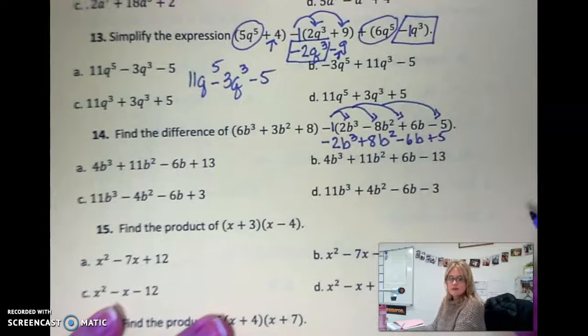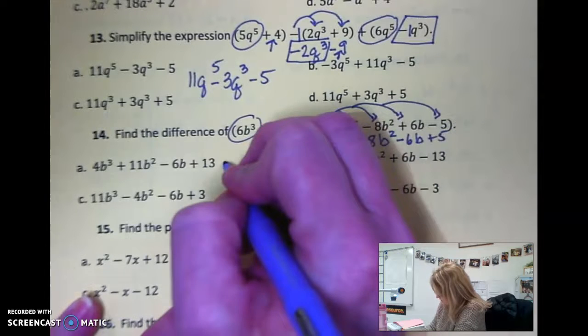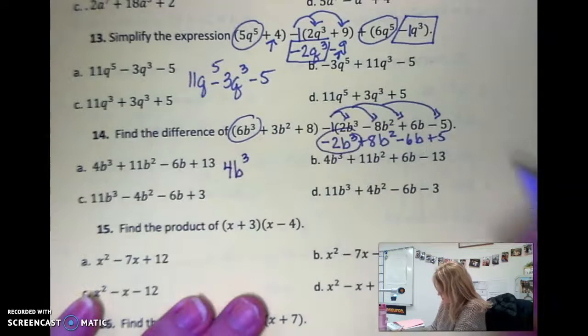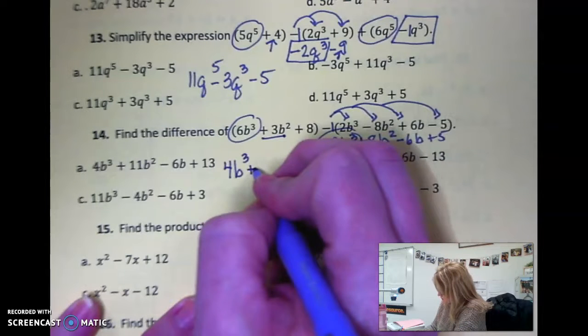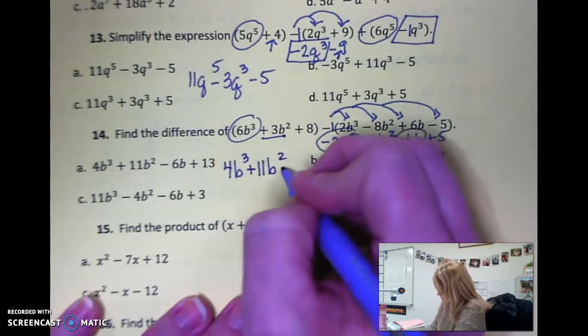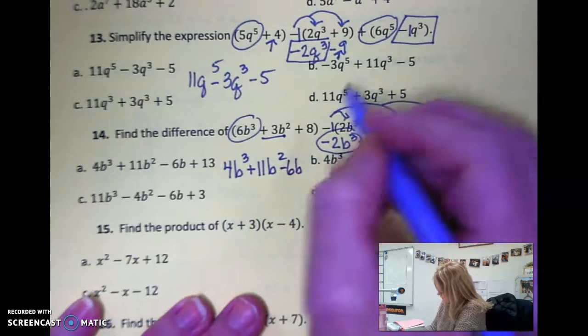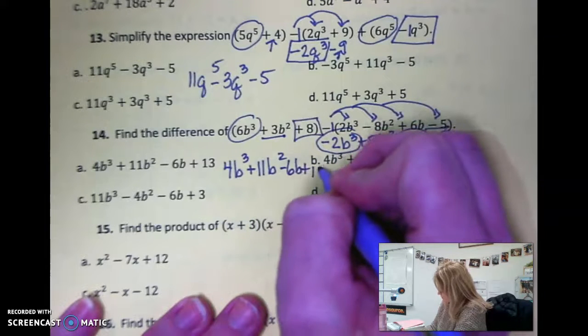And now we combine like terms. So 6b to the 3rd minus 2b to the 3rd is 4b to the 3rd. 3b squared plus 8b squared is a positive 11b squared. This is the only b, so negative 6b. And then we have a positive 8 and a positive 5, which is a positive 13.